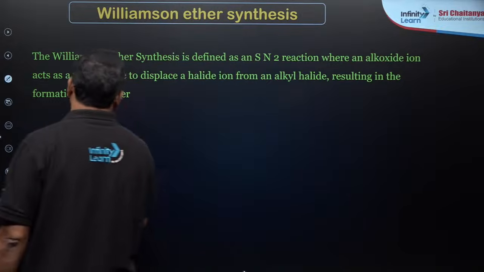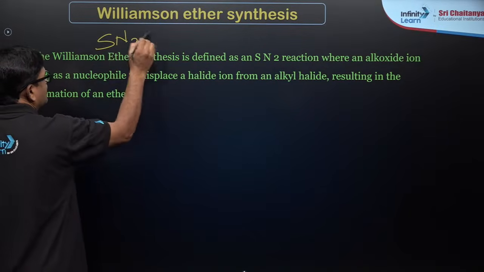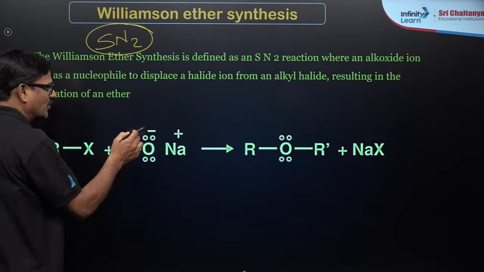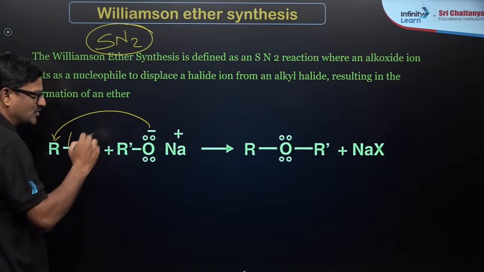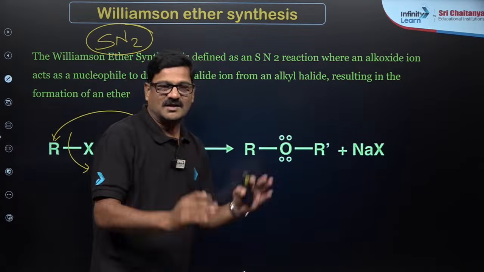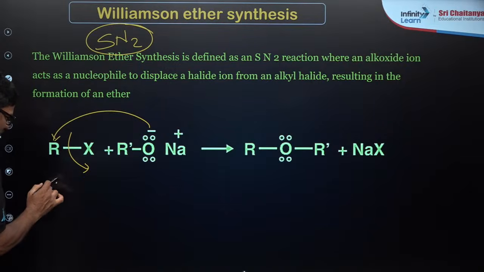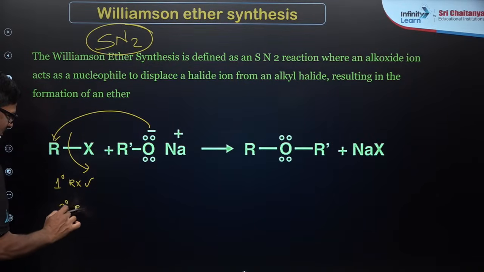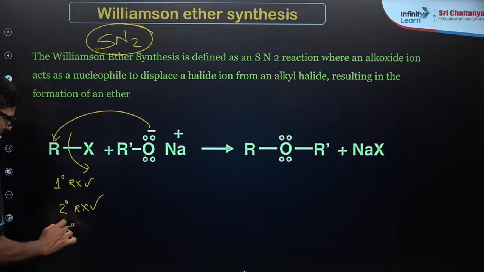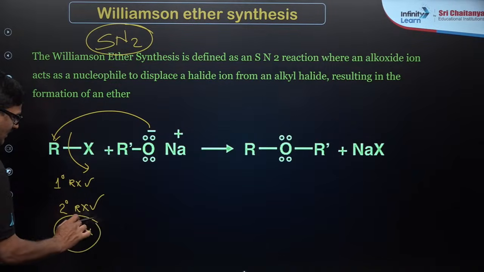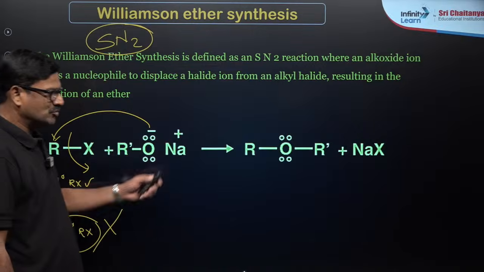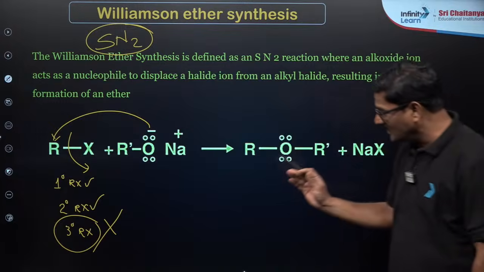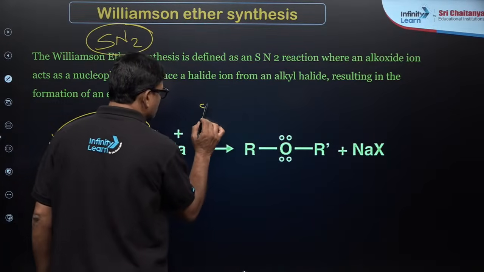Moving on to Williamson ether synthesis, this reaction is SN2. Essentially it is an SN2 reaction. When alkyl halide is reacted with sodium alkoxide, it undergoes SN2 and gives rise to the corresponding ethers. Primary alkyl halide can react, secondary alkyl halide can react, and tertiary alkyl halides never react. You understand? Clear? If tertiary alkyl halides are reacted, say, an example.